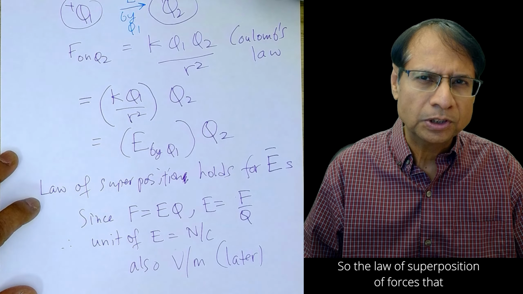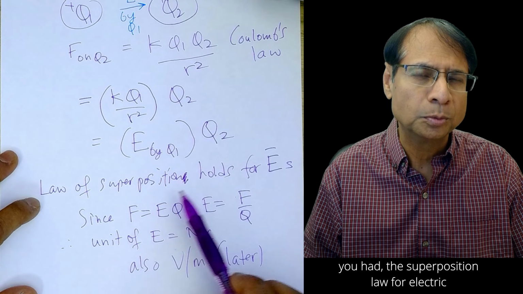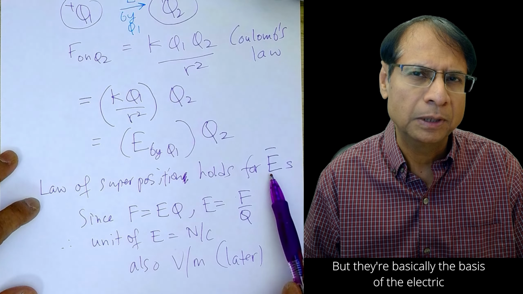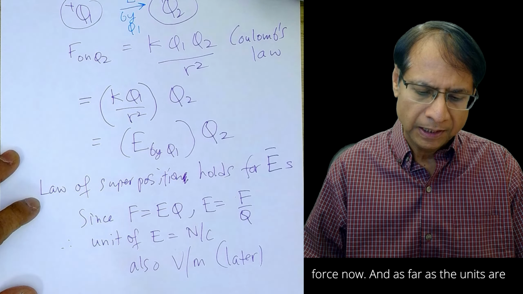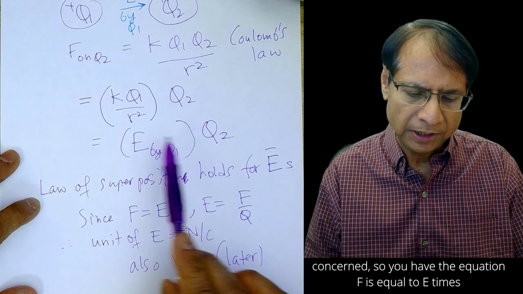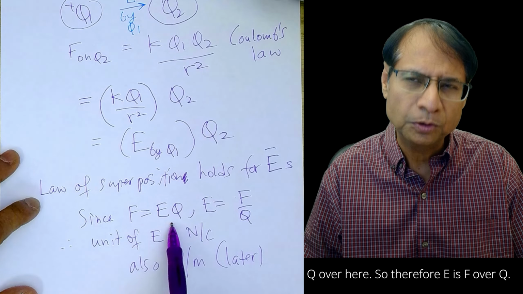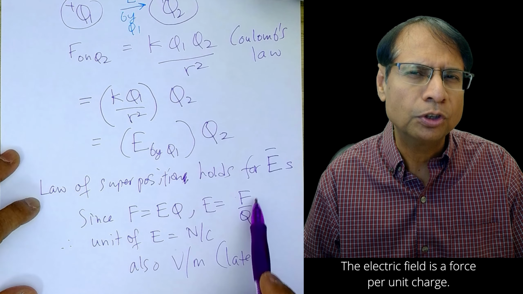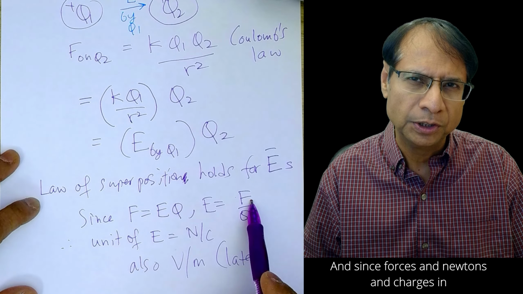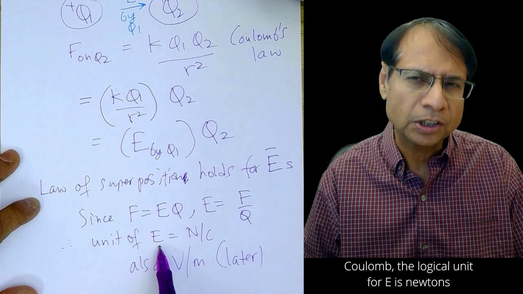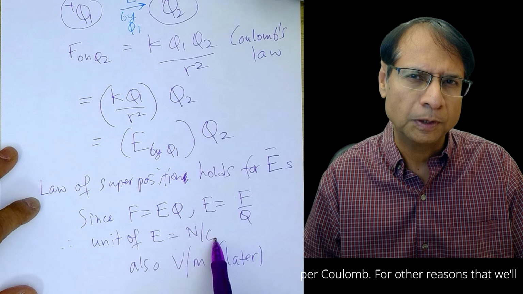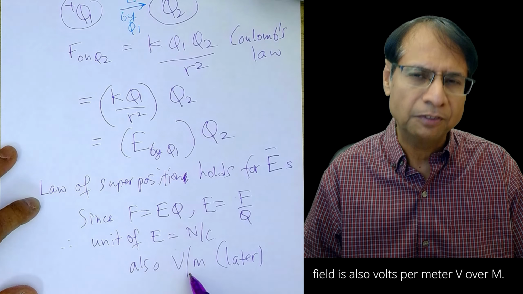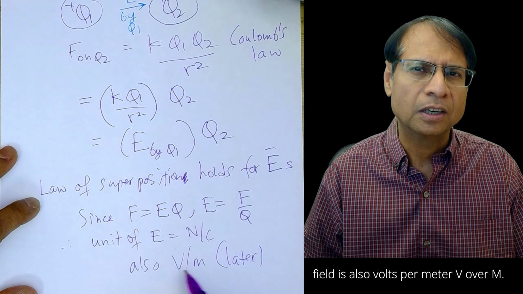So the law of superposition that you had for electric forces holds equally for electric field, but they're basically the basis of the electric force now. And as far as the units are concerned, you have the equation F is equal to E times Q over here. So therefore E is F over Q. The electric field is a force per unit charge. And since force is in newtons and charge is in coulombs, the logical unit for E is newtons per coulomb. For other reasons that we'll see later, an equivalent unit for the electric field is also volts per meter, V over m.